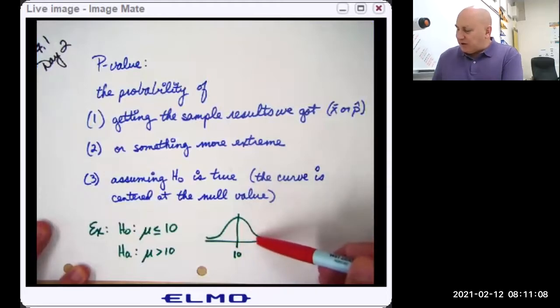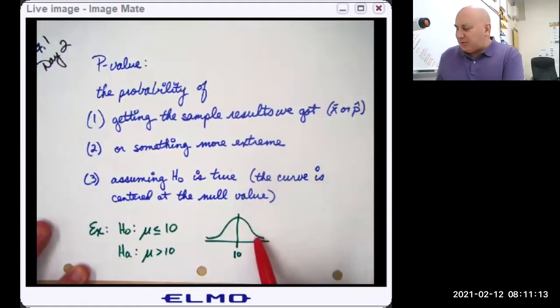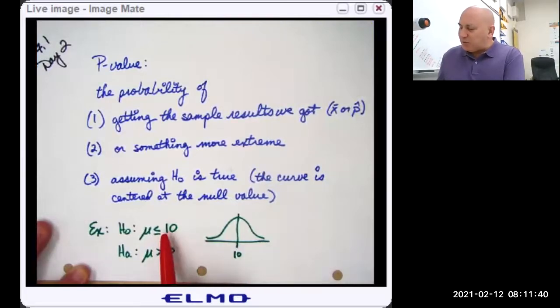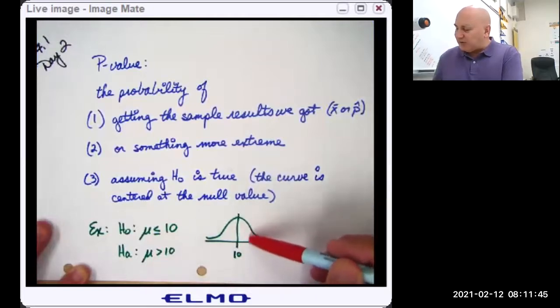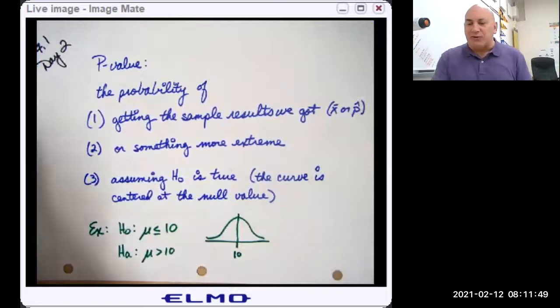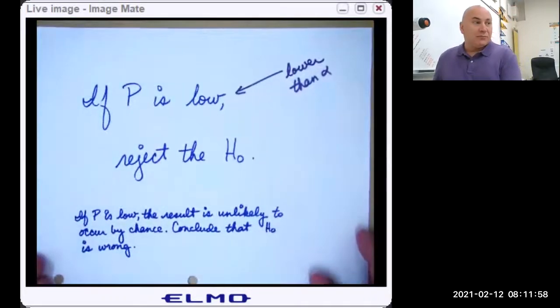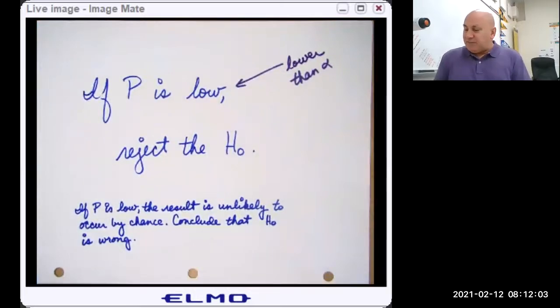However, if my sample is way over here, then the probability of getting that sample, assuming mu is 10, is really small, maybe less than 5%. Then I would say, I'm not going to go with the fluky sample. I'm not going to go with the type 1 error. That's why it's an error, you're wrong. But I'm going to conclude that the sample is so unlikely if this is true that I'm going to say it's not true. I'm going to reject that and conclude that the curve is actually centered over here more, because that would make the probability of getting the results I got significantly more likely. If P is low, and by low we mean lower than alpha, the result is unlikely to occur by chance. So we're going to conclude that the null is wrong and go with the alternative.